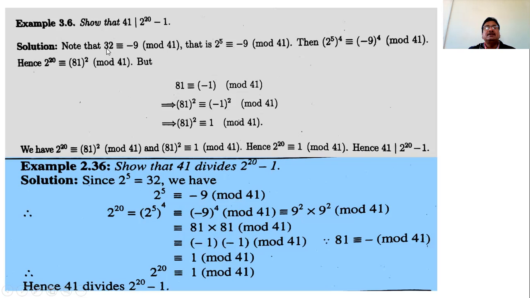We find these two numbers such that this number is congruent to this number modulo 41. That is, take some number here, some number there, and we try to show that their subtraction is divisible by 41. That is, 2 raised to 5, which is 32, is congruent to minus 9 modulo 41.